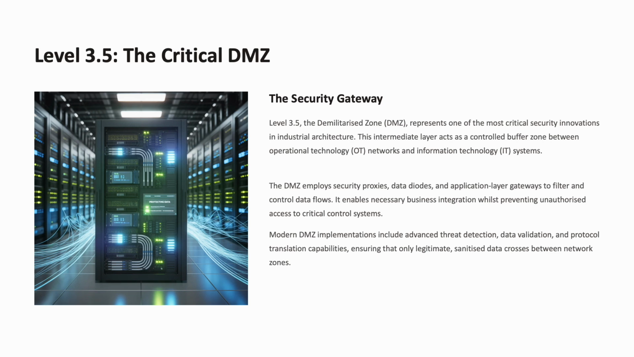Its job is to ensure that necessary data can flow between the business and factory floor, but in a highly filtered and protected manner. Within the DMZ, we use a combination of security proxies, data diodes, and application layer gateways to rigorously filter, inspect, and control all data traffic. The layer is crucial for enabling business integration, think remote management and analytics, without exposing critical control systems to unauthorized access or potential cyber threats.